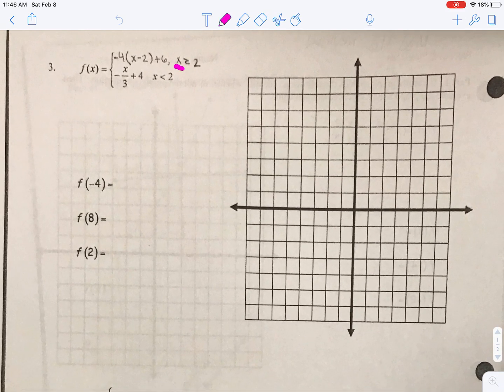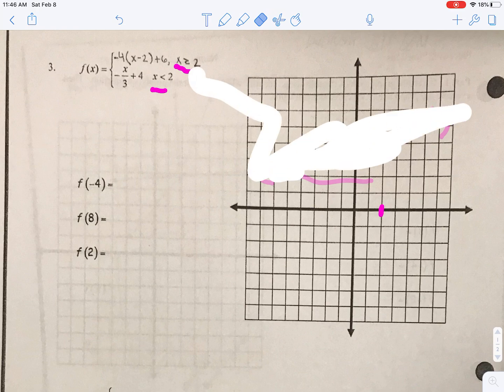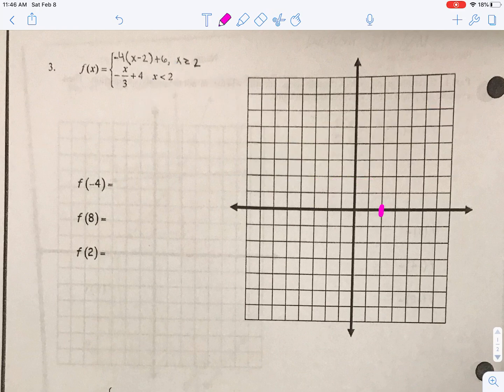So again, looking at 3, I can see that my breaking point here is the number 2, right there. To the left of 2, less than 2, it's doing the bottom equation. And to the right of 2, it's doing the top equation. So let's start with greater than 2, with this top equation here. And again, that's everything that's going on over there on that side of the graph.